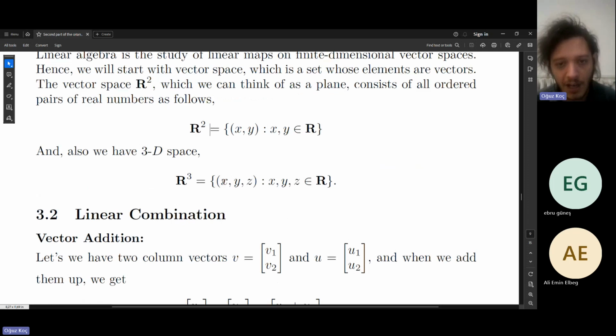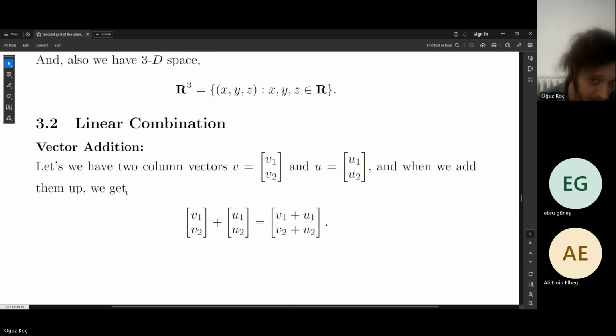And in this one, we have three elements, X, Y, and Z. Each one is in the real number space, and those create the 3D space, which is R3. We can increase the dimensionality of the vector by just adding some elements to the vector. The linear combination between the vectors is easy.